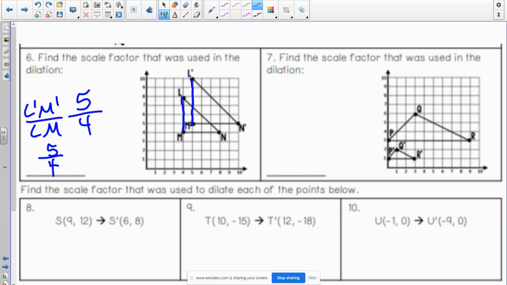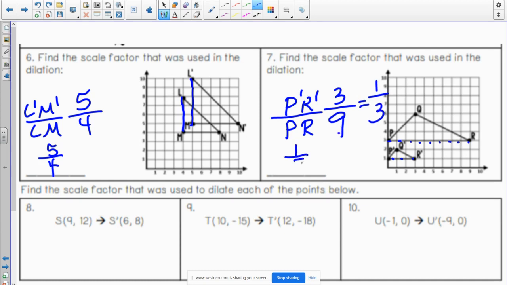Again, if you want to check, you can check MN. It'd be pretty hard to check the diagonal because that would be a square root idea. So the best is to check a straight line, so it's easier to read. So P prime R prime over PR. P prime R prime is 1, 2, 3, it looks like. PR is 1, 2, 3, 4, 5, 6, 7, 8, 9. And 3 over 9, you can divide by 3 on top. So 3 divided by 3 is 1. 9 divided by 3 is 3. So our scale factor is a third. And a good sign is, since the image shrunk or reduced, remember it has to be less than 1. So our scale factor is less than 1. And the earlier scale factor was greater than 1, and the image grew a little bit.